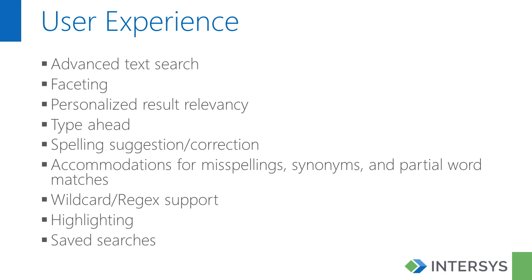Other things that you're going to be familiar with that your end users are going to want are type ahead and spelling suggestion. So you start typing a word and it comes back before you finish and gives you a list of things that you might be looking for based on what you've typed in before.